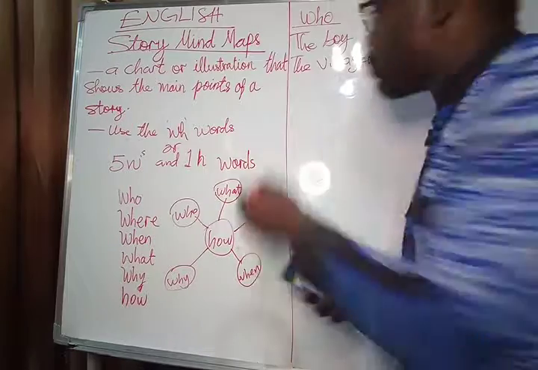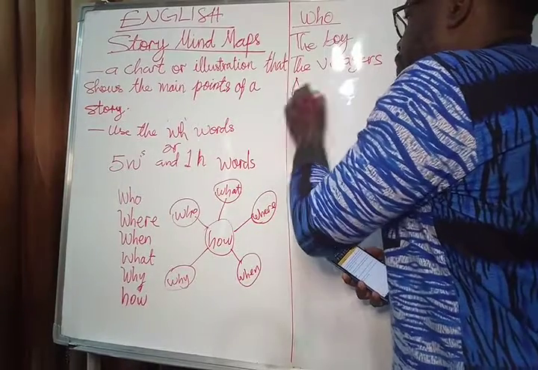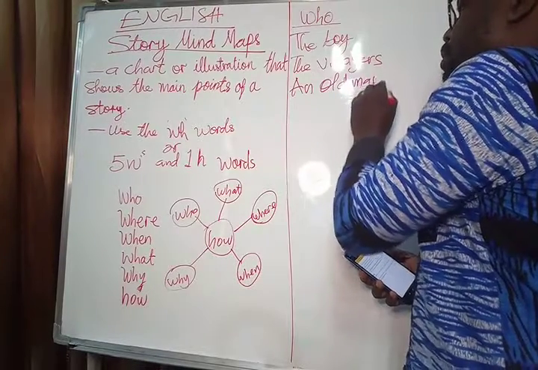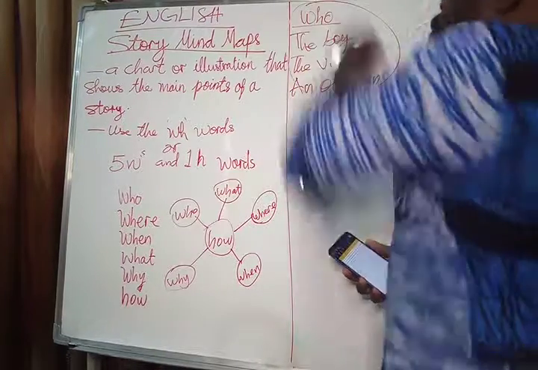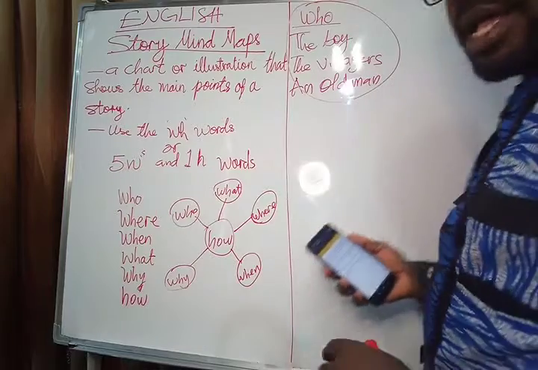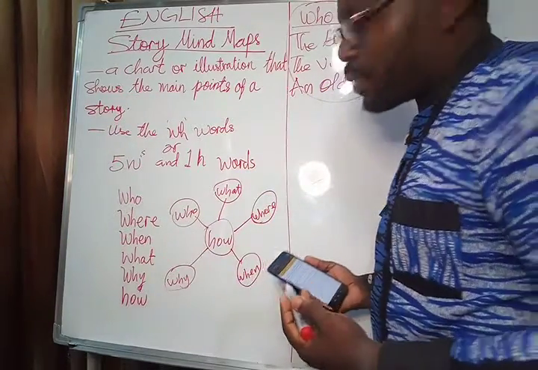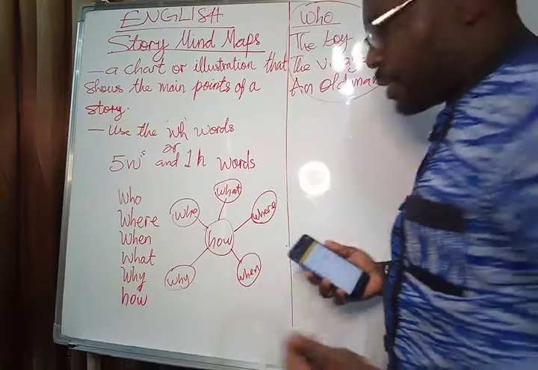The one who spoke to the boy. An old man. So we just go with an old man. So that's who. Okay. Where did this story take place? When did this story take place?